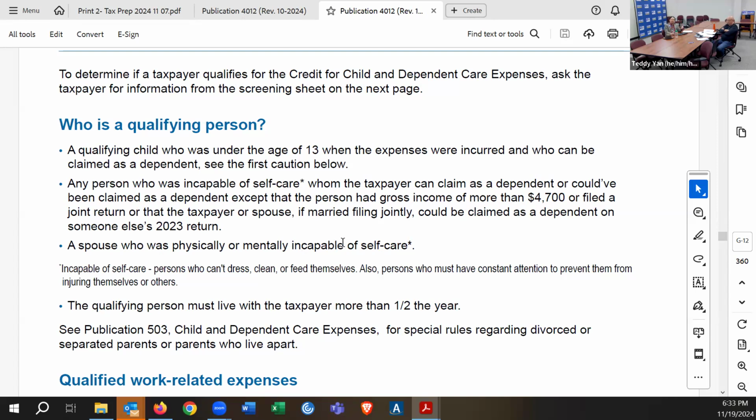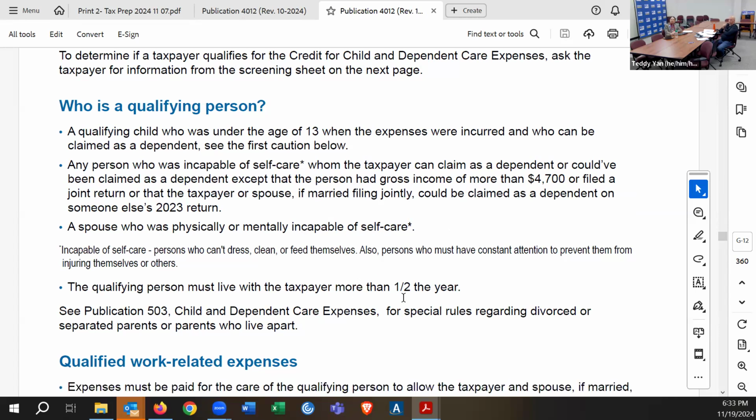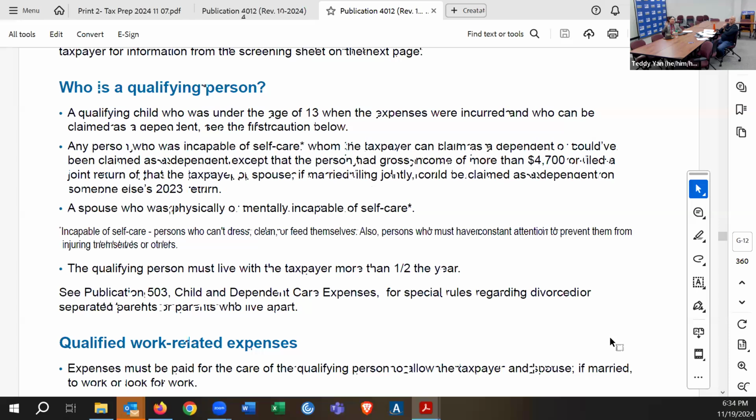Or a spouse who was physically or mentally incapable of self-care. And this is the definition. It's basically if you're caring for someone who is very, very high on the disability scales. The qualified person must have lived with the taxpayer for more than half the year. And then there's an entire other publication to go into details about child and dependent care expenses.